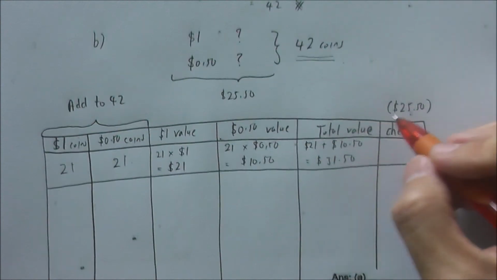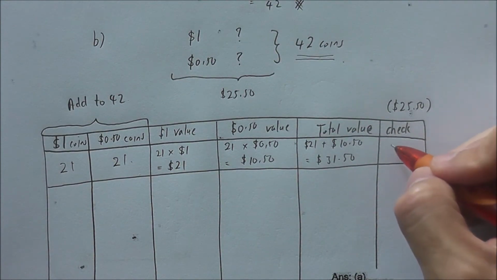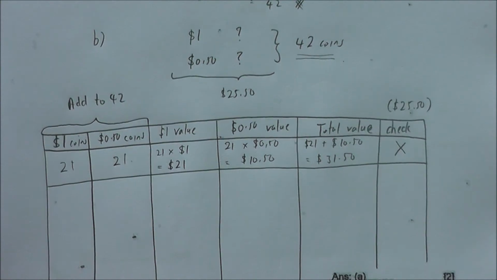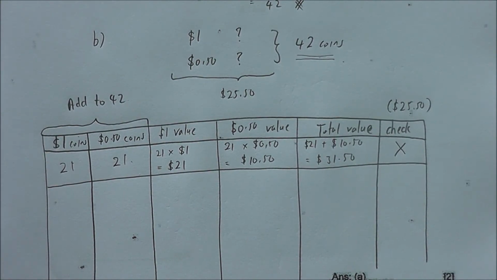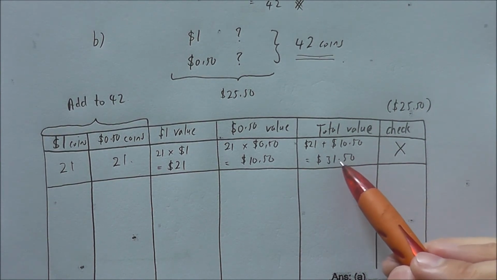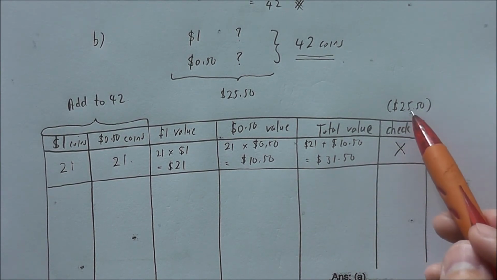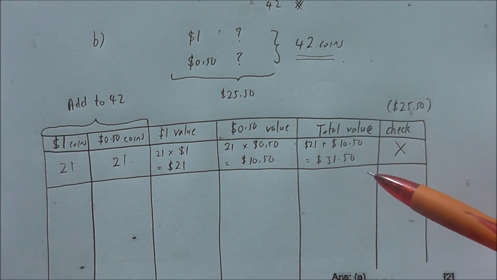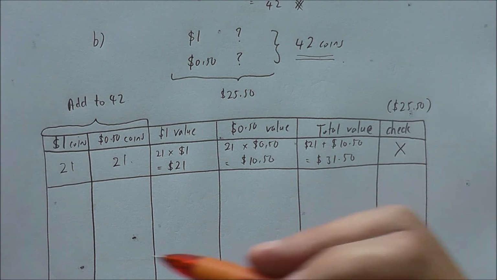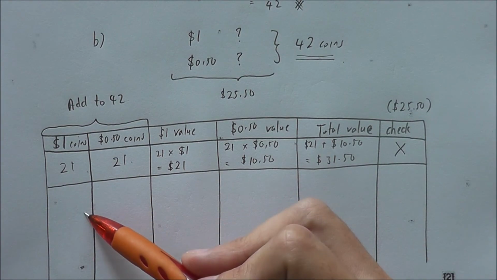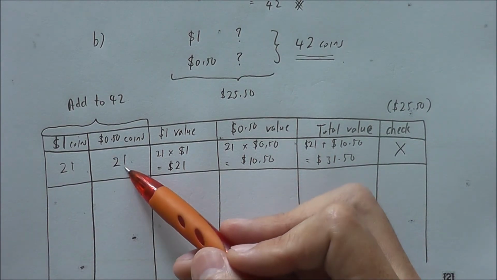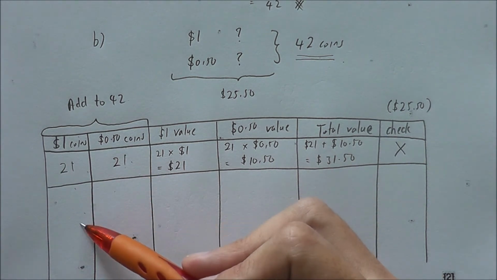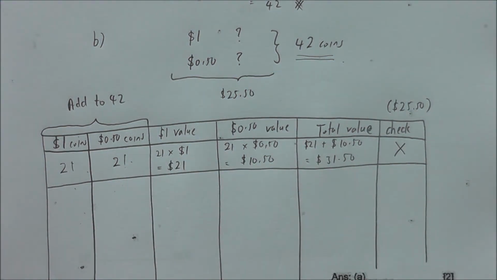So we check. It's different from 25.50, right? So this is wrong. Okay, so guys, what do we need to do? Can you see that what we get is 31.50. We want to get $25.50. So we have to make the total value lesser. To make it lesser, we have to decrease the number of $1 coins, correct? And we need to have more 50 cents coins. But how many to reduce, how many to add? If you do guess and check, it's going to take quite long.